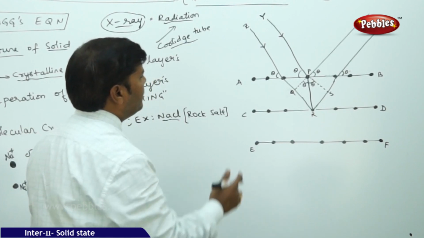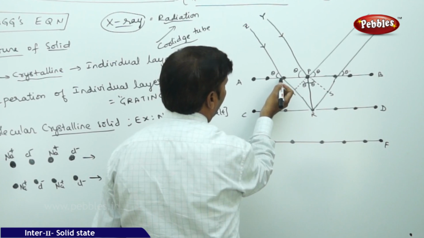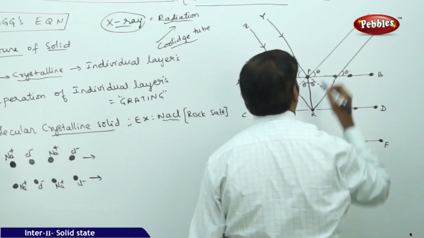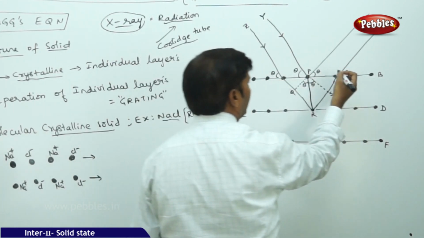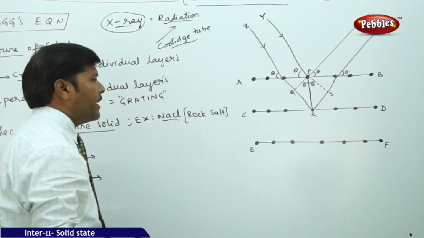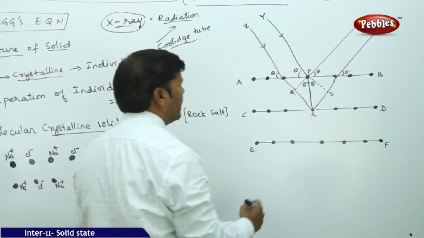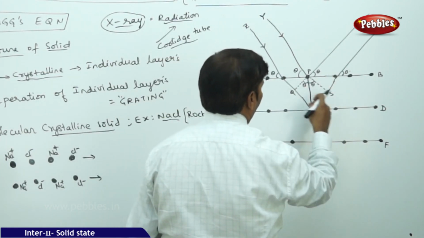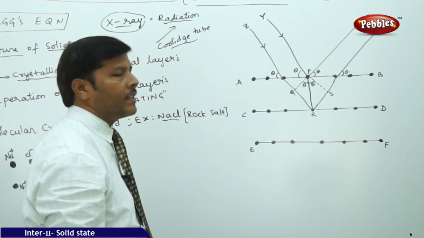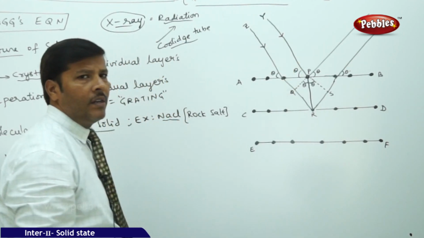The second X-ray radiation strikes the first layer of the crystalline solid and penetrates into the second layer. From there it deflects again. This is the angle of incidence and this is the angle of reflection for the second X-ray radiation. From this observation it is clear that QR and RS is the extra distance travelled by the second X-ray radiation compared to the distance travelled by the first X-ray radiation.